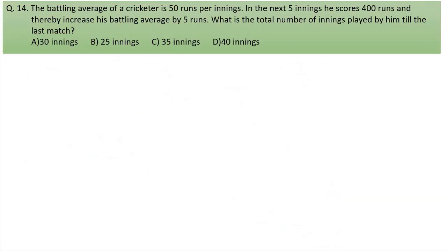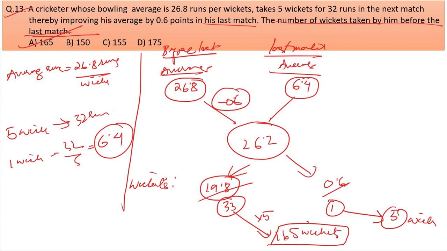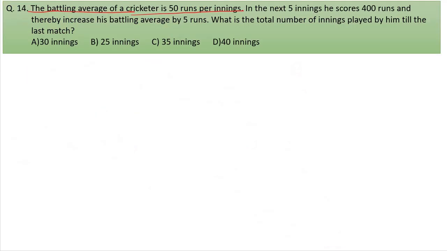And the next question, we have a batting average of a cricketer is 50 runs per inning. Here in the previous questions, our protagonist, our main character, was the bowler, the one who throws the ball. Here in this question, the difference is the main person is the batsman. So our question will be a little bit twisted here.